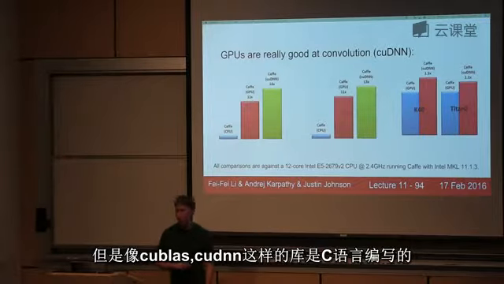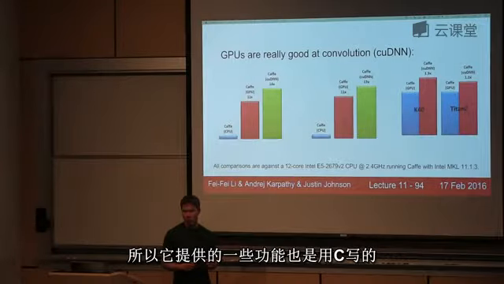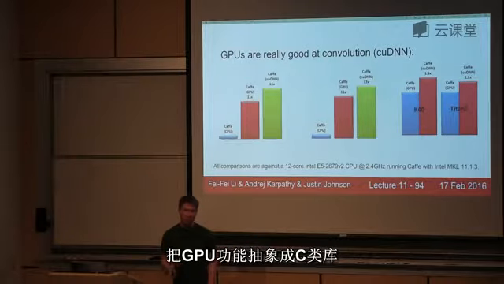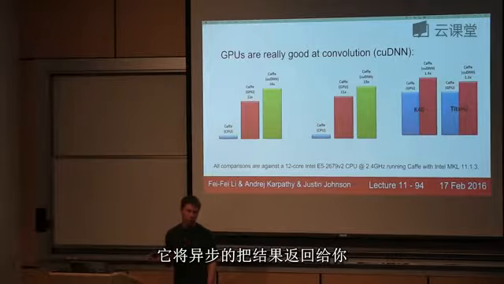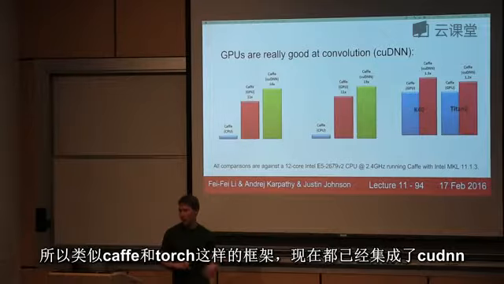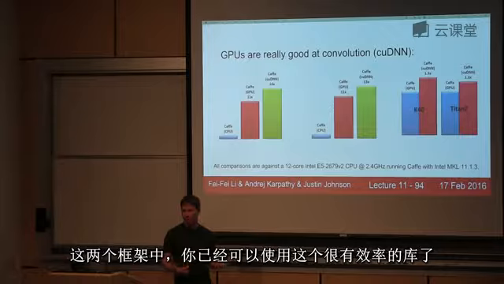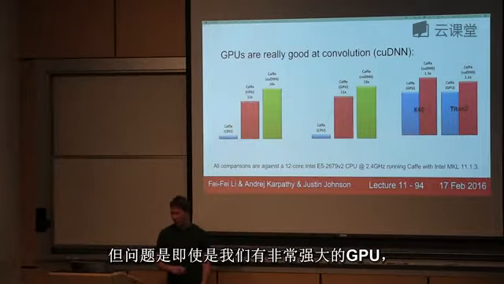But the way this fits in is that something like cuBLAS or cuDNN is a C library. So it provides functions in C that just sort of abstract away the GPU as a C library. So if you have a tensor in memory in C, you can just pass a pointer to the cuDNN library, and it'll run it on the GPU, maybe asynchronously, and return the result. So frameworks like Caffe and Torch have now integrated the cuDNN stuff into their own frameworks. So you can utilize these efficient convolutions in any of these frameworks now.